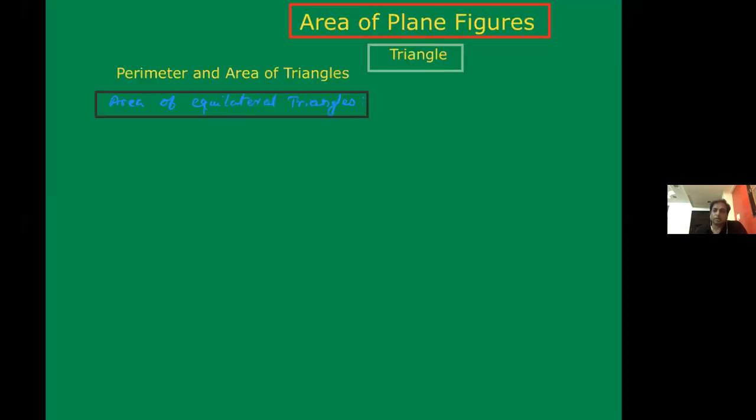So now we will see the area of the equilateral triangle. So what is the equilateral triangle? First we will try to understand. The equilateral triangle is nothing but a triangle where all the sides are the same. So I will just draw the equilateral triangle. Here I am trying to make all the sides of the triangle the same. So this is my equilateral triangle ABC.